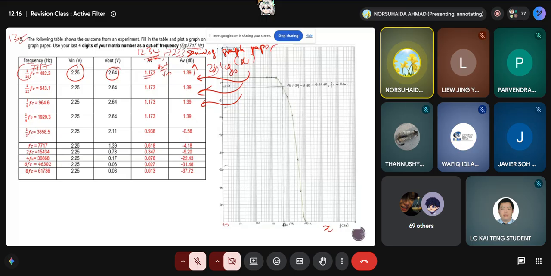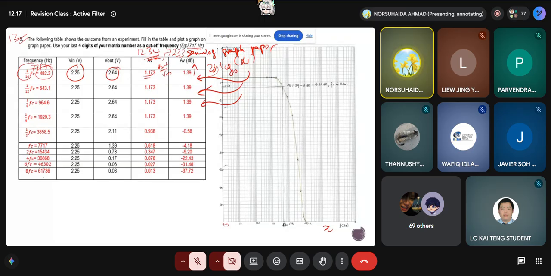For this example, because I want to put my graph in the middle of the graph paper, I put 0, 10, 100, 1K, 10K and up to 100K. Because our lowest value is 482 and the highest value is 61K. So that is from 0 to 100K.